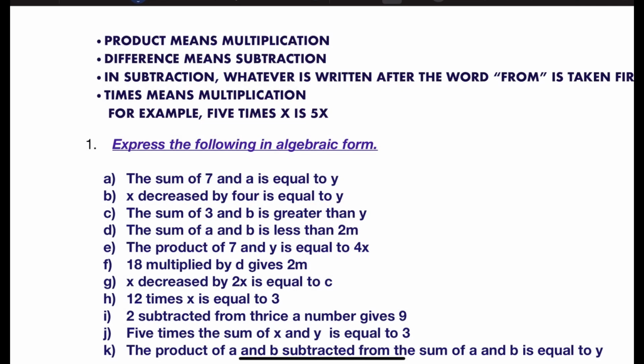Let us see what certain terms mean in algebra. For example, product means multiplication. So if I say the product of 5 and a particular letter x, it means you have to multiply 5 by x. The product of 5 and x is 5x. This is how you have to write.